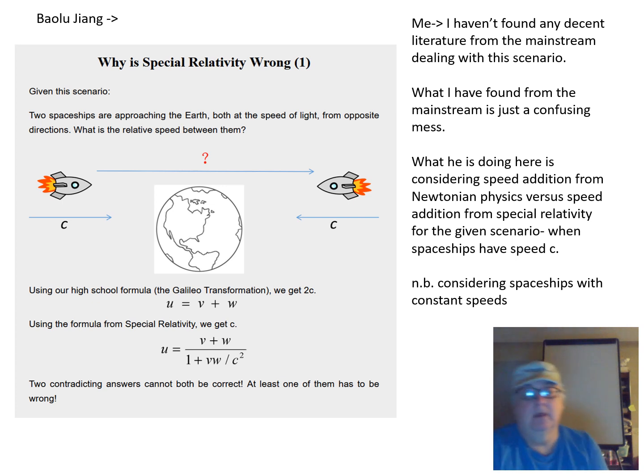Exclamation mark. Now, I haven't found any decent literature from the mainstream dealing with this type of setup. What I've found from the mainstream is just a confusing mess. And what he's doing here is considering speed addition from Newtonian physics versus speed addition from special relativity for this given setup, when the spaceships have speed c.